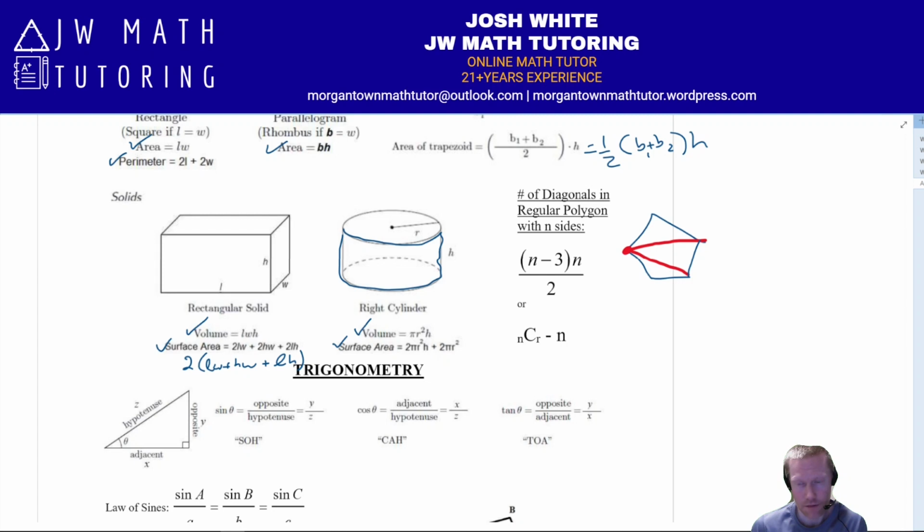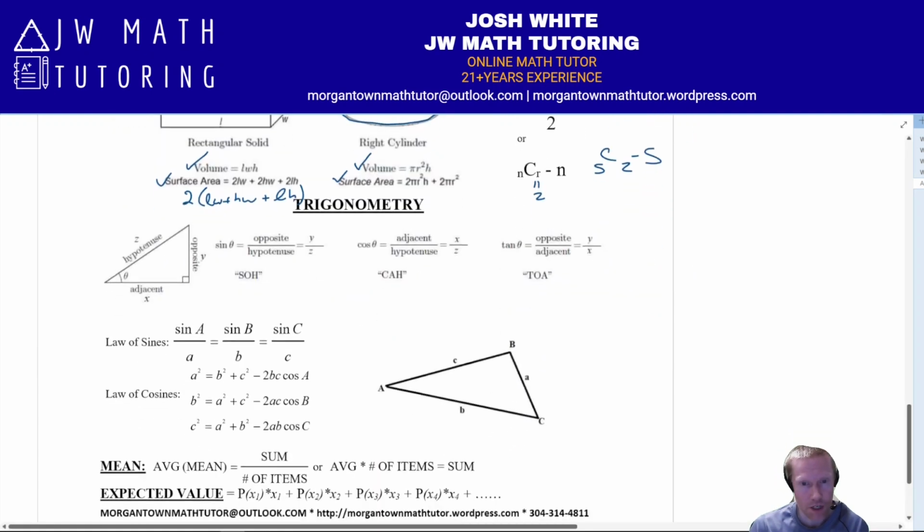minus n. So you can just plug that into your calculator, and then basically the r is just going to equal 2 because every diagonal is going to have 2 points in it, a starting point and an ending point. And n, of course, is your number of sides. So like in this example with the pentagon, it would be 5C2 minus 5. And that should give us the same value as 5 minus 3 times 5 divided by 2.